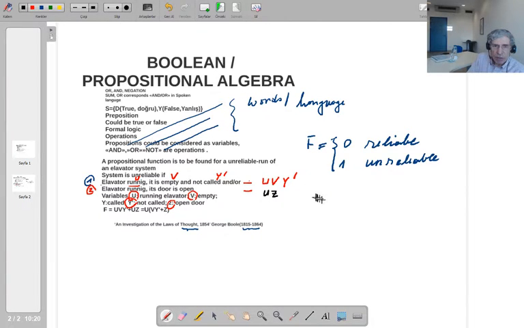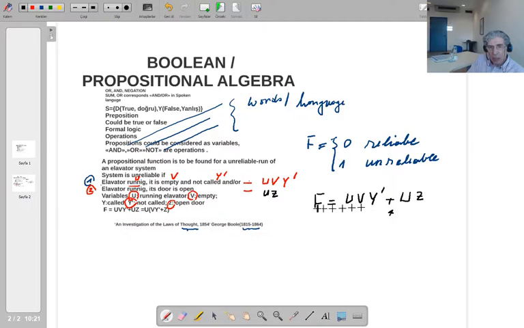So how am I going to write the function? Function is equal to U V Y prime plus U Z. So in here we've got product terms. In order to represent each unreliable case, I use the multiplication of the variables, that means a product term. In order to cover all the unreliable cases, I use the OR operation. In order to represent one of the variables as a prime, I use the NOT operation.